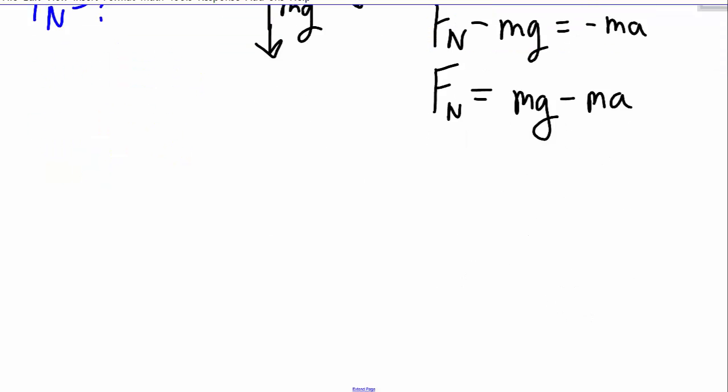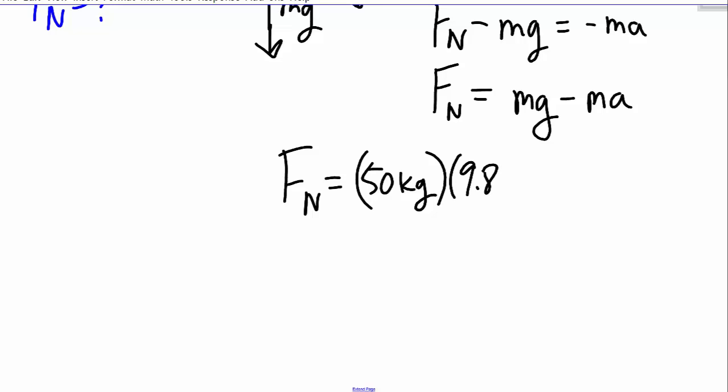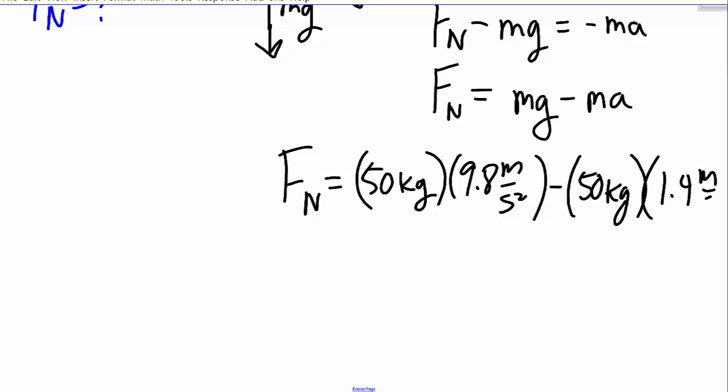Now it's time to substitute our numbers once again. Normal force will be equal to 50 kilograms times 9.8 meters per second squared minus 50 kilograms times 1.4 meters per second squared. When you run this through, you find out that the normal force is equal to 420 newtons. This also makes sense compared to the constant speed scenario, since your normal force is less than your actual weight, since you're accelerating downward this time. Okay, that's it.